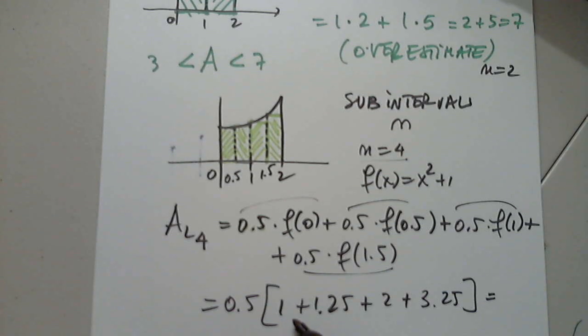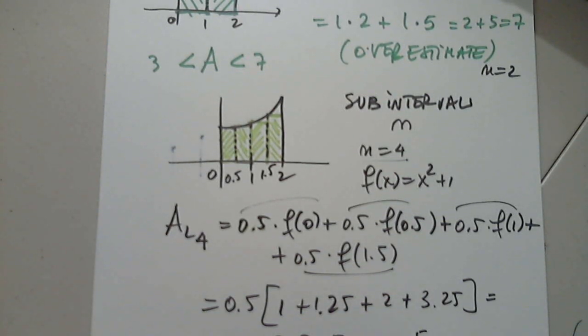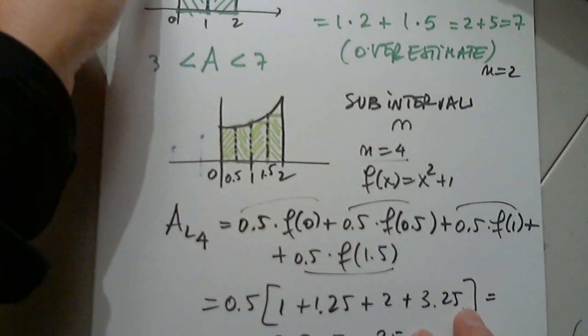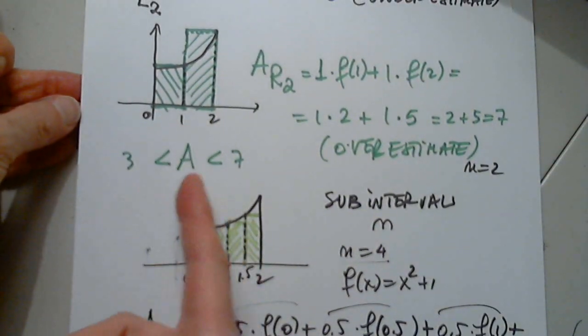So I got 3, that's 7, 1, 2, so 4, 3, 7, so 0.5 times 7.5, 3.75. As expected, somewhere between 3 and 7.